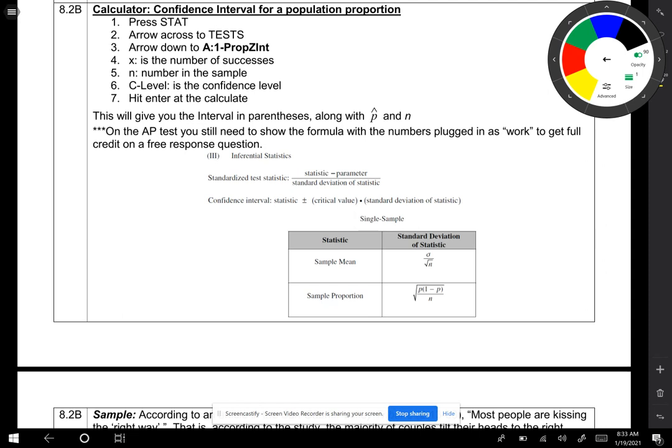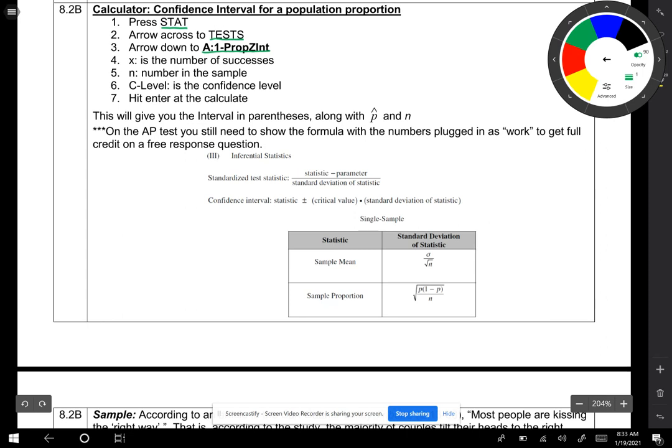Step 1, you press stat. Then after that, you arrow across to the word tests. And then you arrow down to prompt A, is what I have on my calculator. And that is called the one proportion Z interval. It's basically a one sample proportion Z interval.